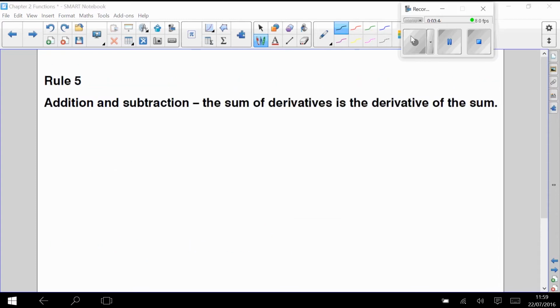And finally, for rule number 5, if I'm able to get my expression for my function into terms with all the x's in the numerators, I can find the derivative term by term, and adding up those terms, I've actually got my derivative. The best thing to do, though, is to look at a couple of examples.